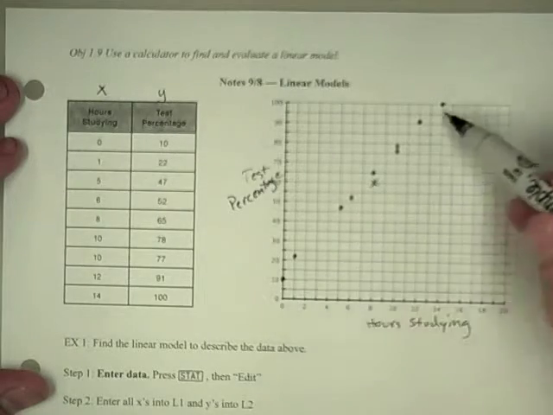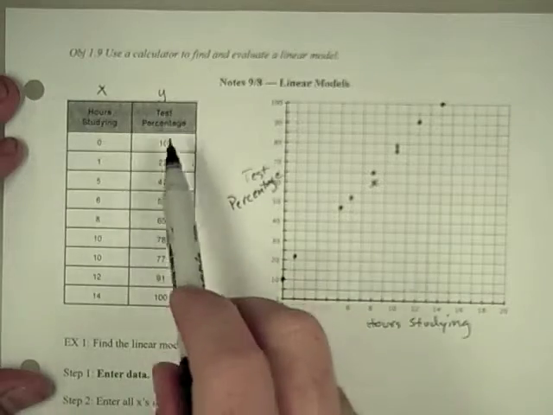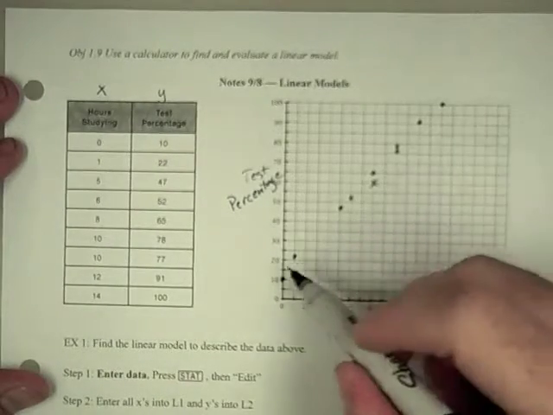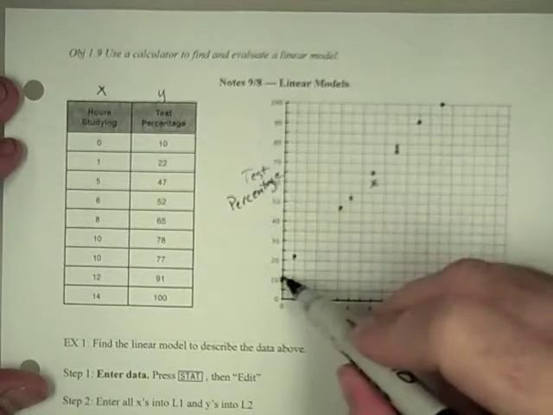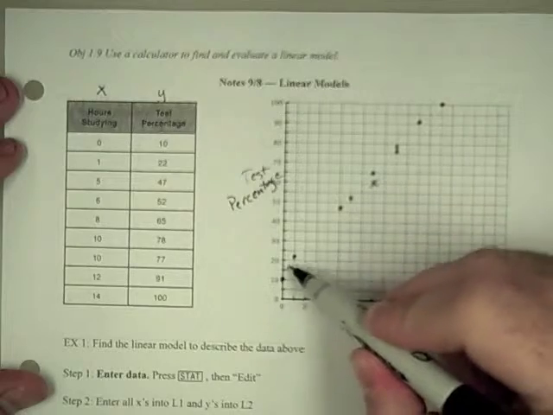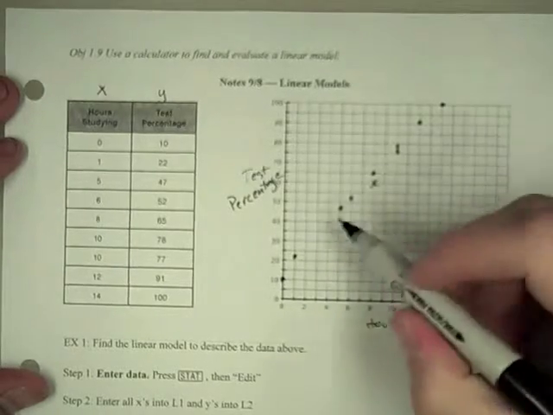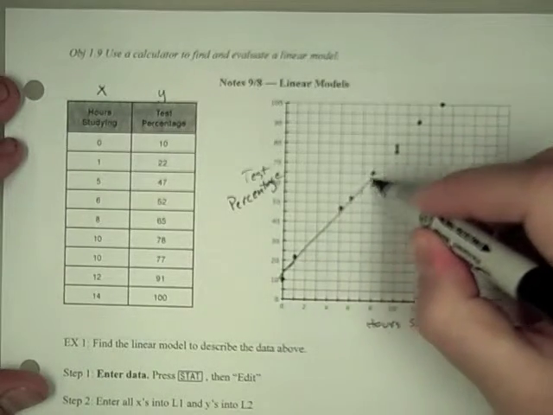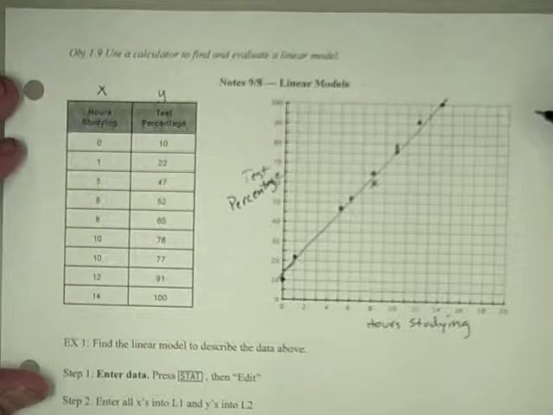So we call this data linear. There's a linear relationship between the hours you spend studying and the percentage that you get on your test. Now, in the past, you may have drawn a line of best fit here using a ruler and approximating the line so that it goes not through every single point but close to most of the points. And that line would look something like that.